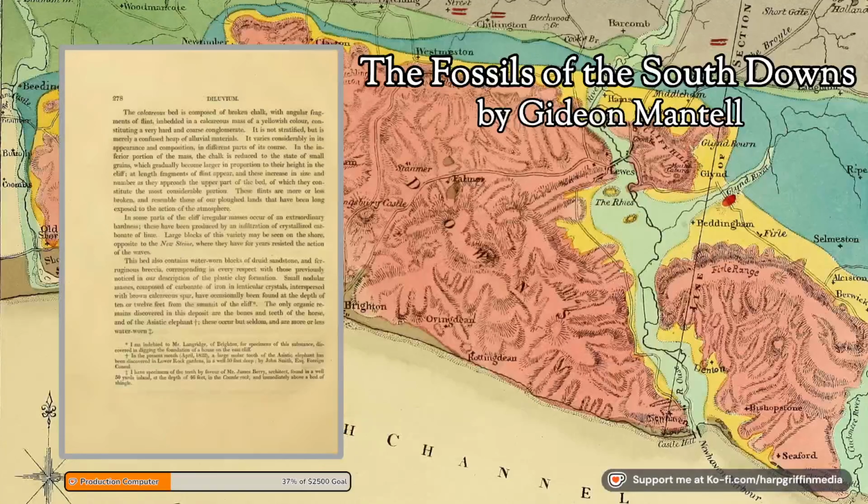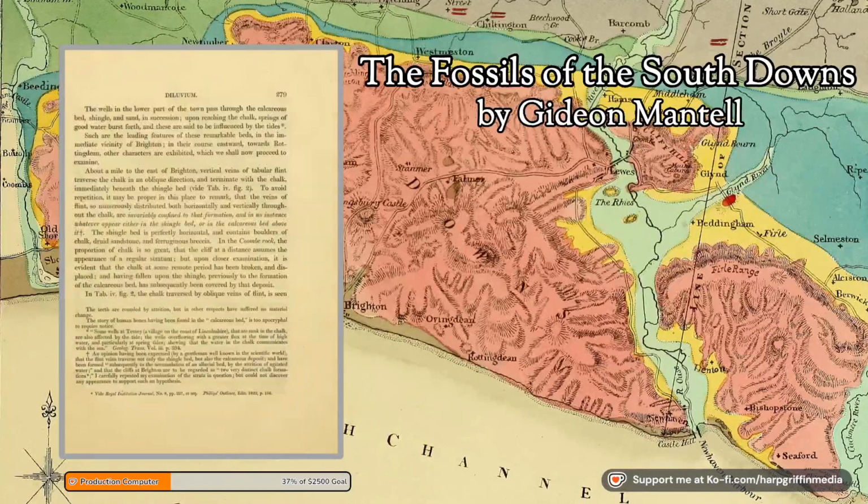In the present month, April 1822, a large molar tooth of the Asiatic elephant has been discovered in Lower Rock Gardens, in a well 50 feet deep, by John Smith, Esquire, Foreign Counsel, and are more or less water-worn. I have specimens of the teeth by favour of Mr. James Berry, architect, found in a well 50 yards inland, at the depth of 46 feet, in the Coombe Rock, and immediately above a bed of shingle. The teeth are rounded by attrition, but in other respects have suffered no material change. The story of human bones having been found in the calcareous bed is too apocryphal to require notice.